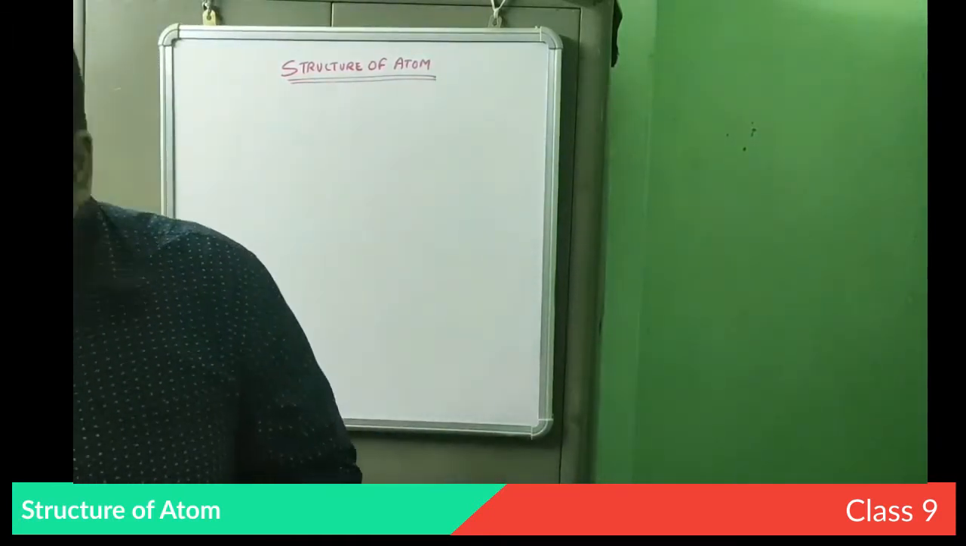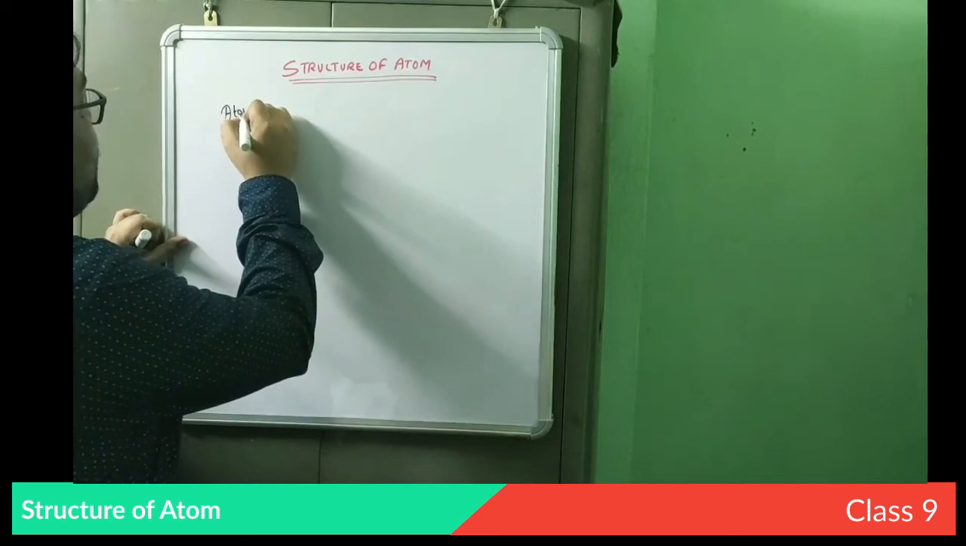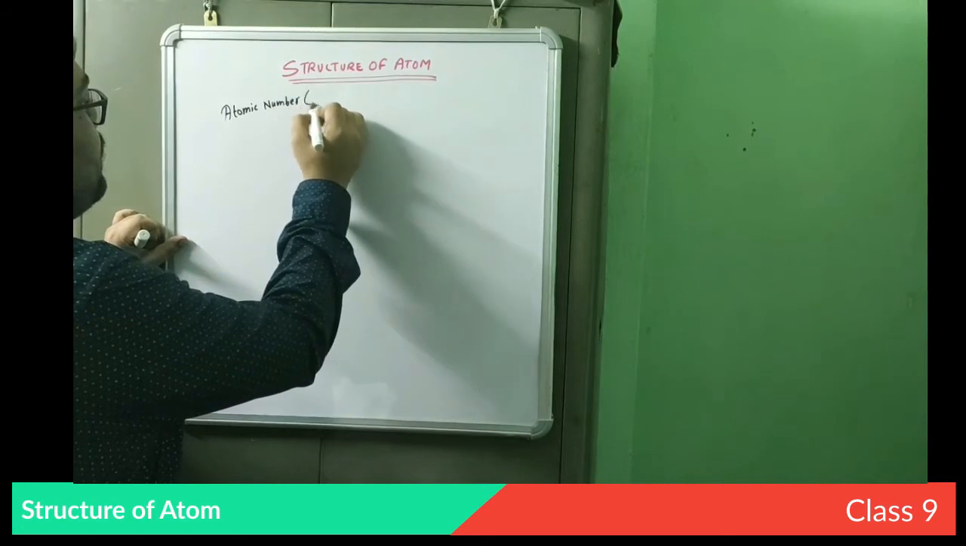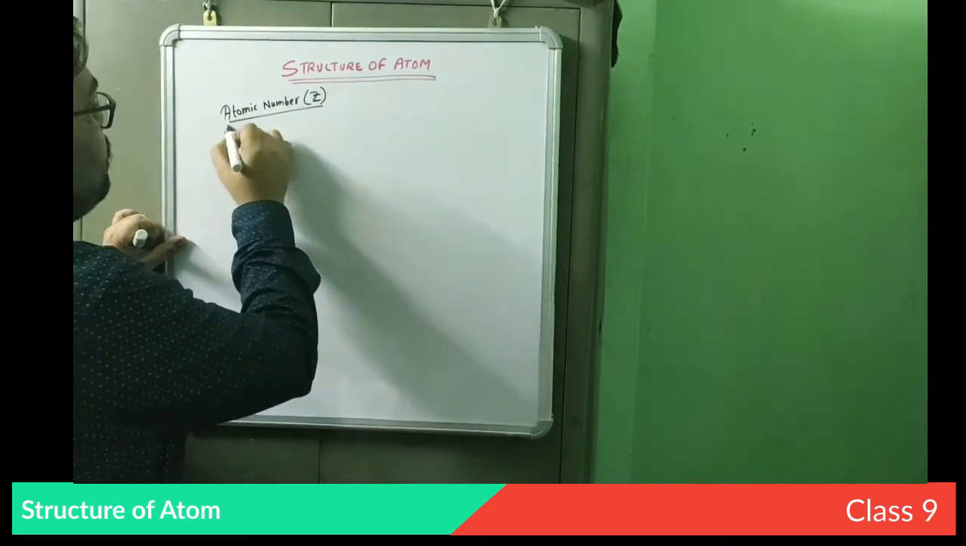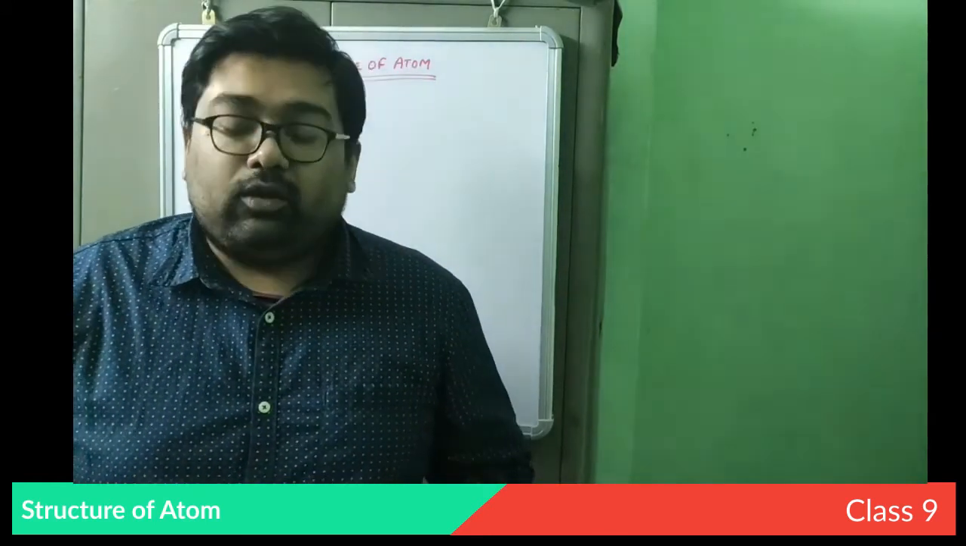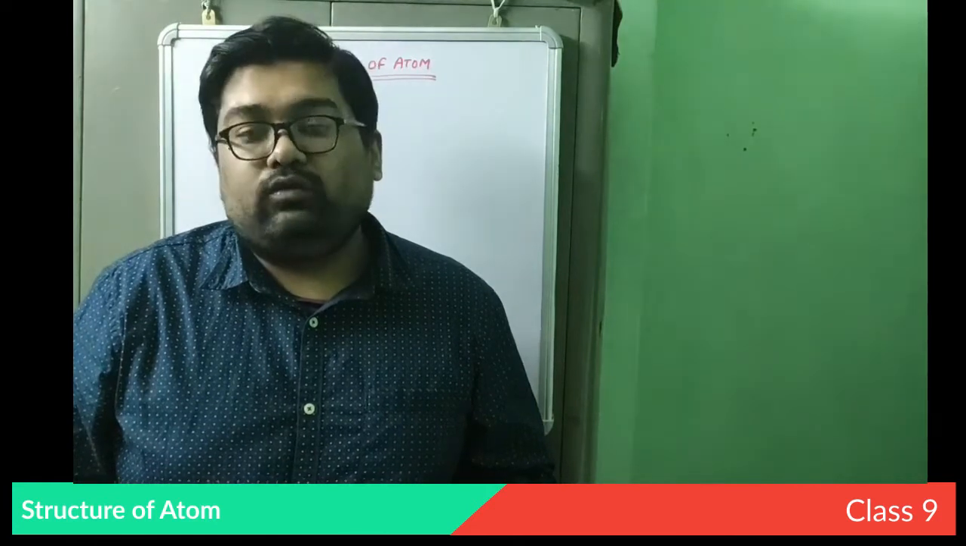Now we will discuss atomic number. It is represented by capital Z, right? Capital Z. Now what is atomic number? Atomic number is the number of protons present in the nucleus of an atom.